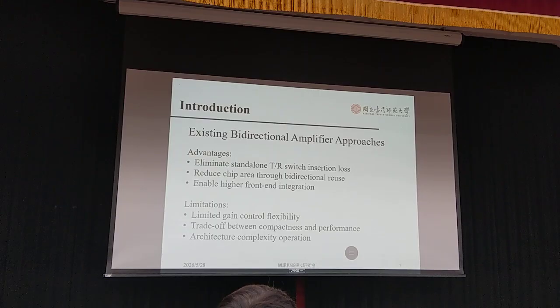Number two, compact integration improves area efficiency, but it often introduces extra passive loss, routing constraints, and performance compromise between transmit and receive requirements. Number three, although these architectures are highly integrated, the circuit design becomes more complicated because multiple functions are strongly coupled together. So the optimization of one performance metric may unintentionally degrade another.